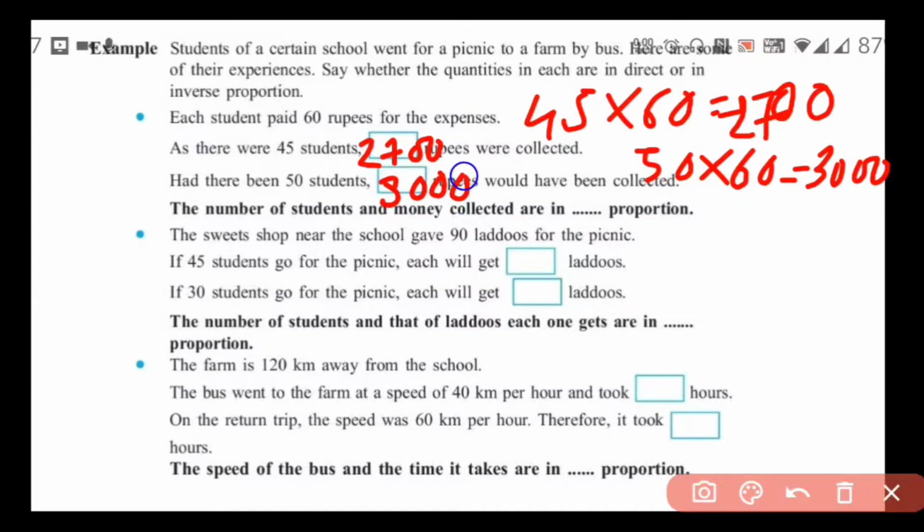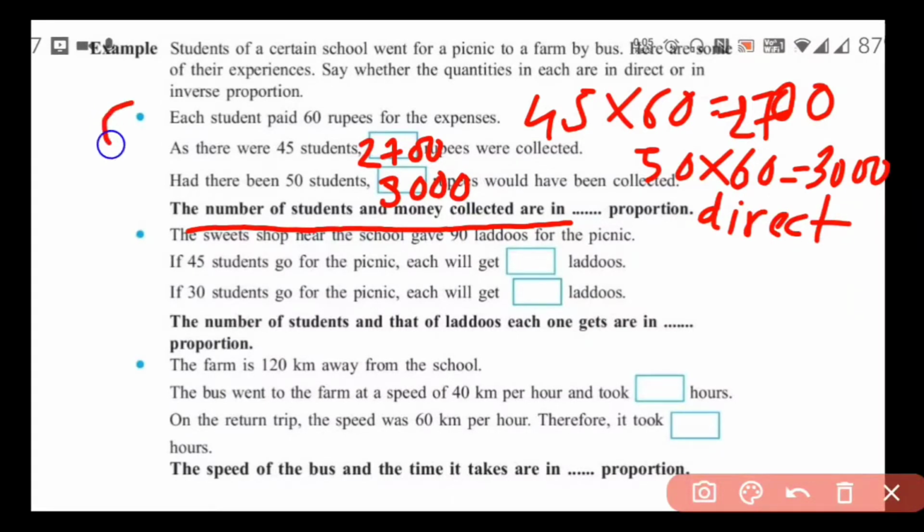Correct. So when the number of students is increasing, the expenses are also increasing. That means both the quantities are increasing at the same time. When both the quantities are increasing at the same time, or both are decreasing at the same time, then we can say the number of students and money collected are in direct proportion. So the first part is of direct proportion. Now let us see the second part.